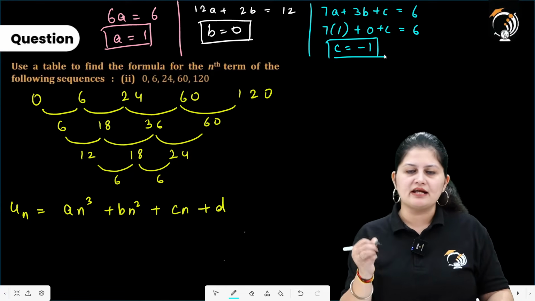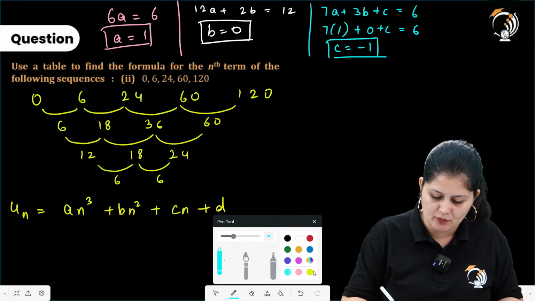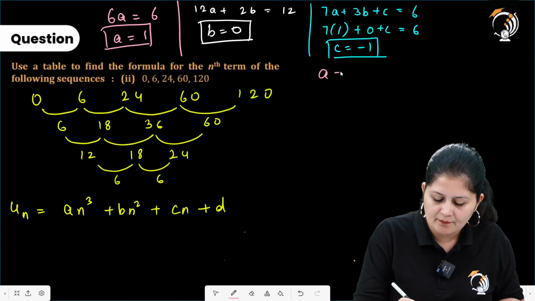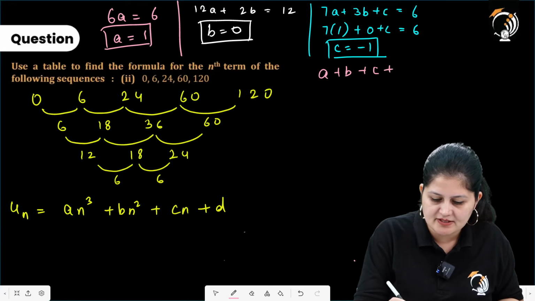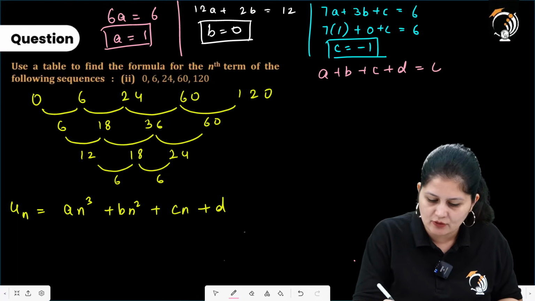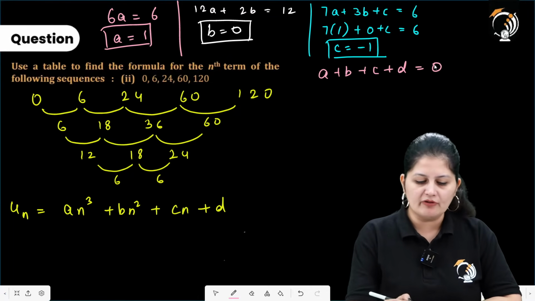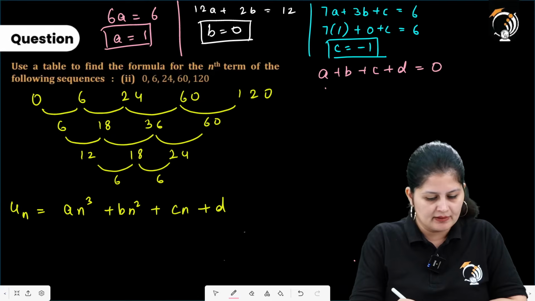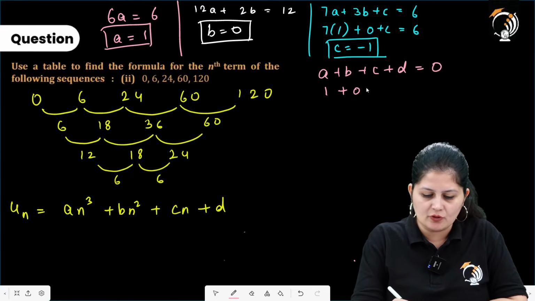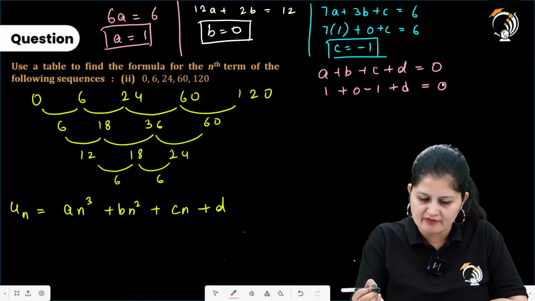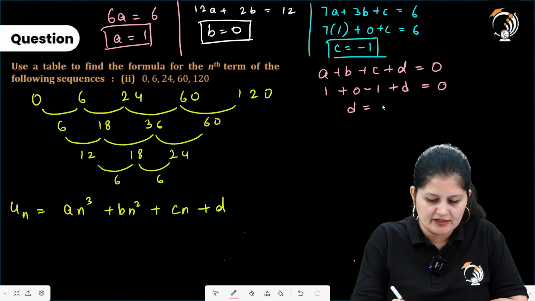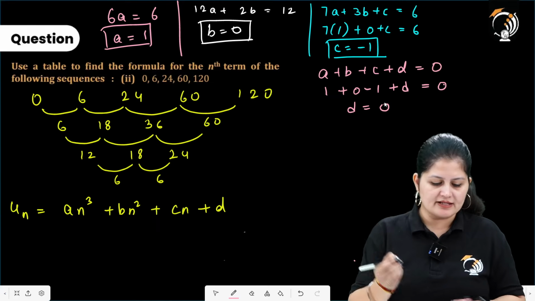Later on, we know that a plus b plus c plus d is equal to 0, right? So the value here is 1 plus 0 minus 1 plus d is equal to 0. That means we are getting d is equal to 0. Correct?